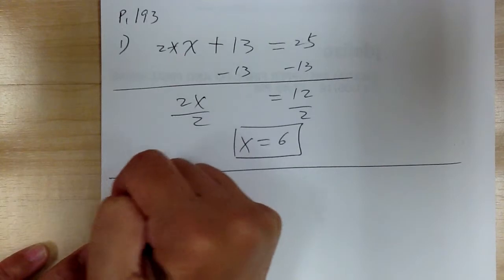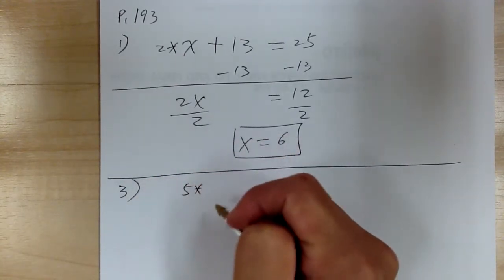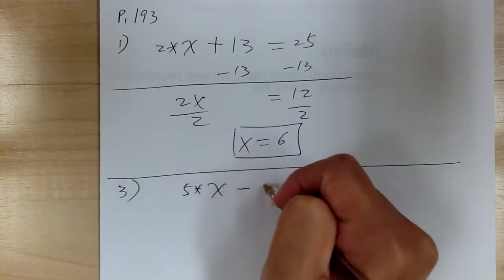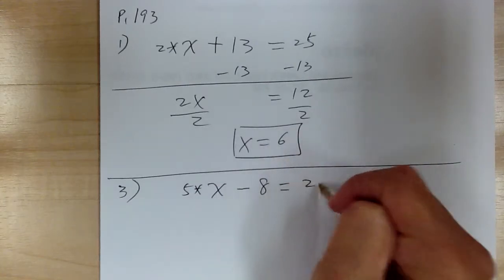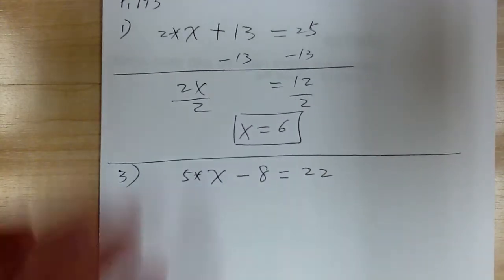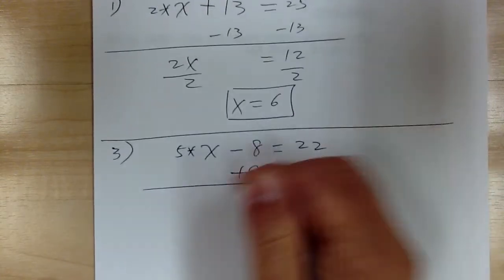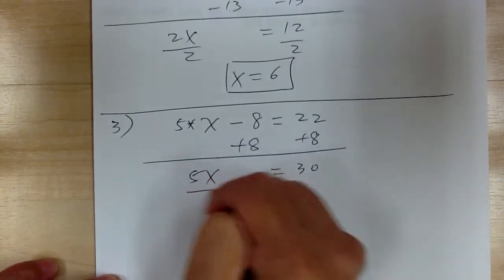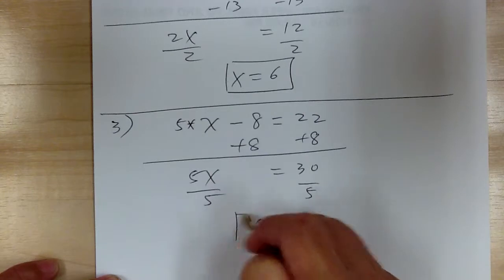Okay, let's go to number 3. It says 5 times an unknown number decreased by 8. So decreased by 8 means equal 22. Okay, so now to solve, go and plus 8 on both sides. So you got 5x is equal to 30. Divide by 5, divide by 5. So x equal to 6.